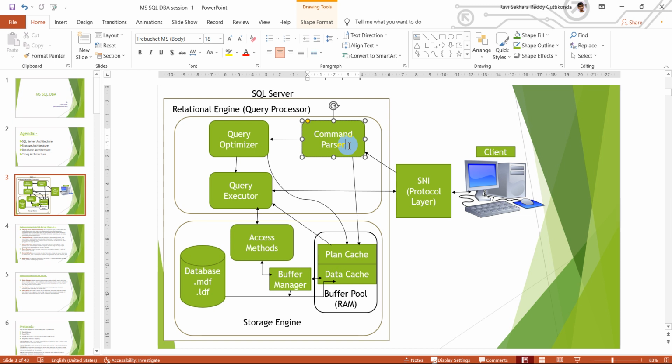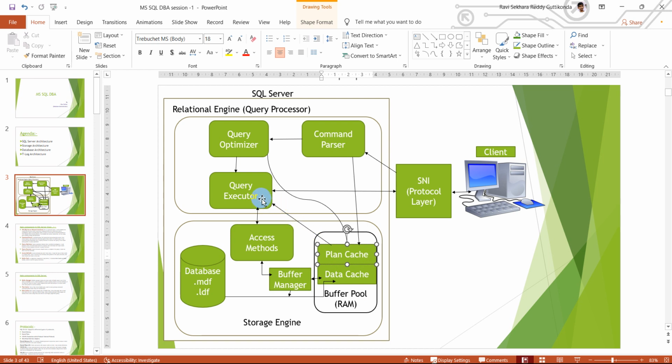If there are no errors in the query, it will check whether any previously executed execution plan is available in the plan cache. The plan cache is an important component in the buffer pool. It consists of previously executed execution plans. If any execution plan is found in the plan cache, the execution plan will be sent to the query executor.